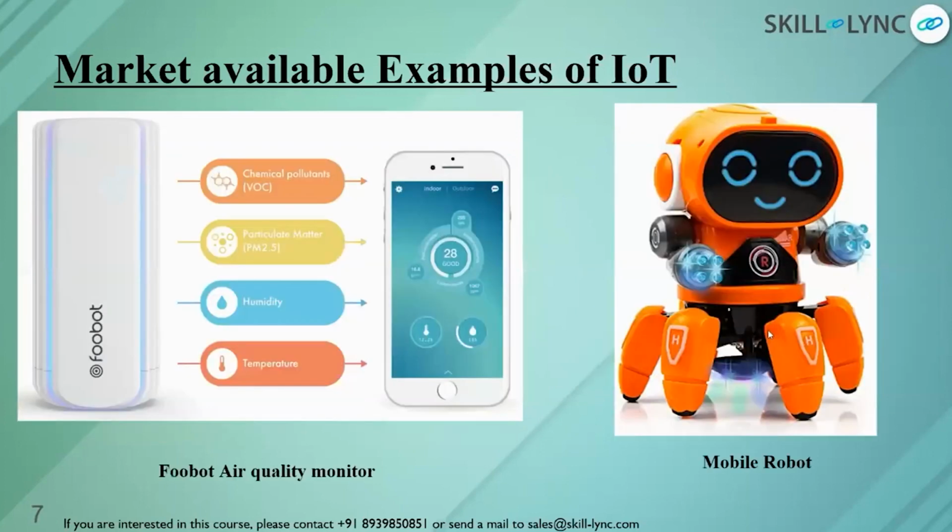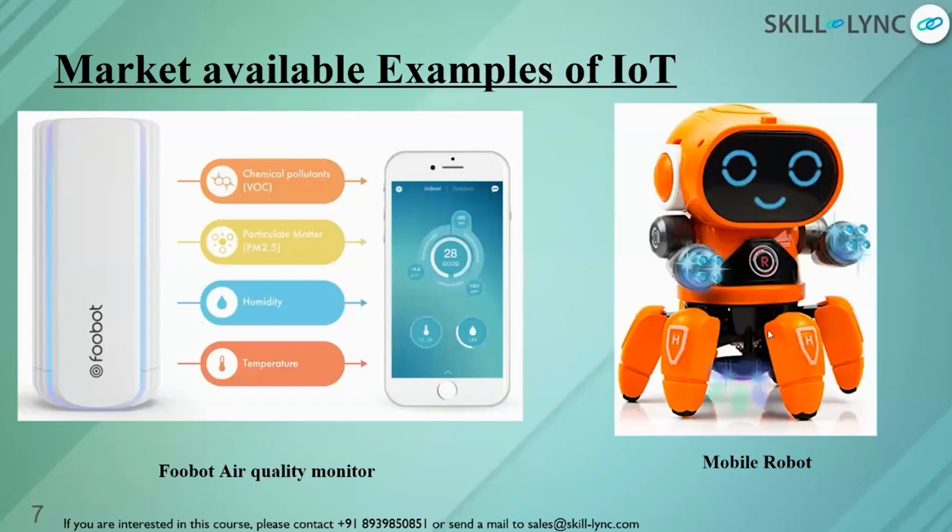So the next available device is one of the famous devices, the Foobot Air Quality Monitor. This is an IoT device which measures indoor pollution. I had seen through certain articles that these kinds of air quality monitors are highly used in cities like Delhi and Mumbai, where the pollution is higher. In community platforms where people stay, it addresses indoor pollution and leads to improved air quality in houses, workplaces, and indoor public spaces.